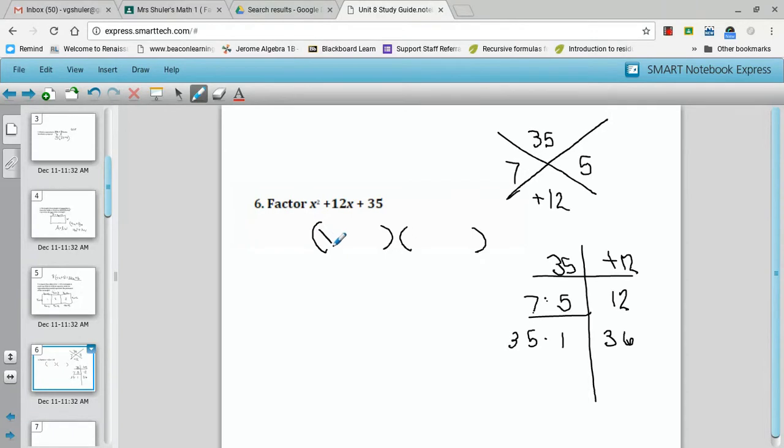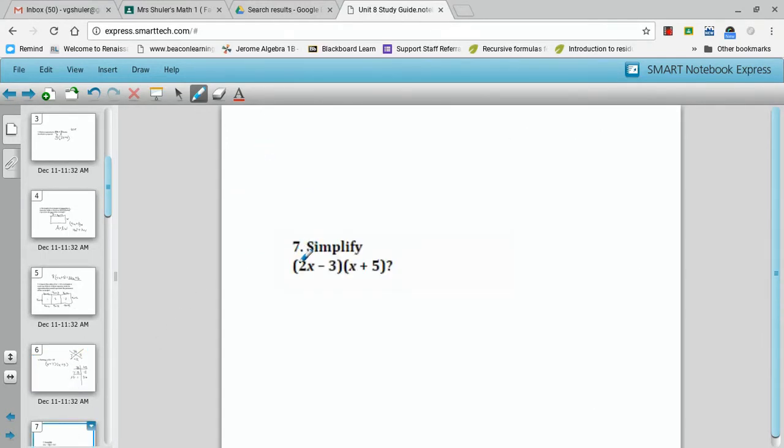So it'll end up being x times x gives you your x squared right there, a plus 7, and a plus 5 will work out. And you could check it by multiplying. 7 times 5 is 35. 7 plus 5 is 12.